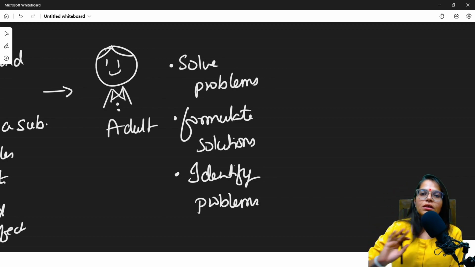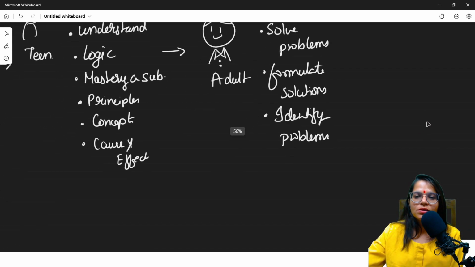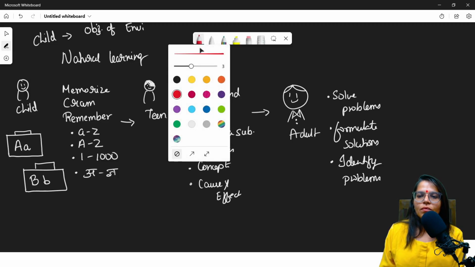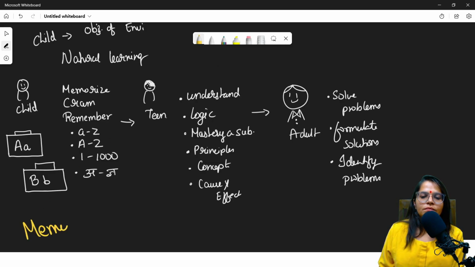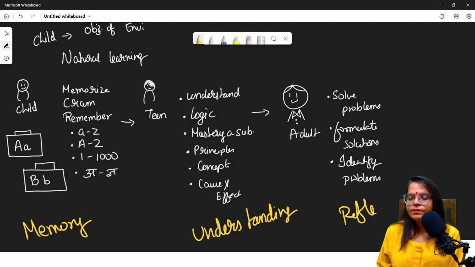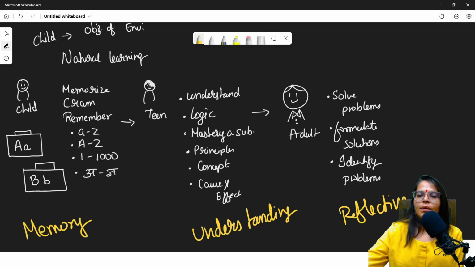Adult learner means the reflective level teaching, where the student is mature enough. The student has gone through all the layers. Like only once a student has completed the memory level, because this is the memory level. This is the understanding level. And the last one is the reflective level.